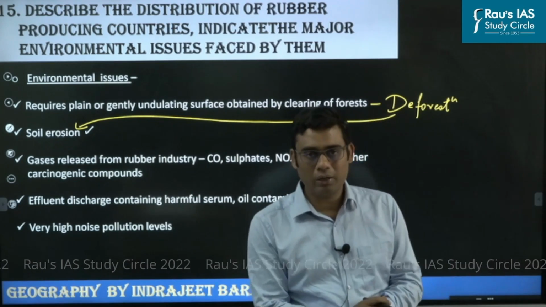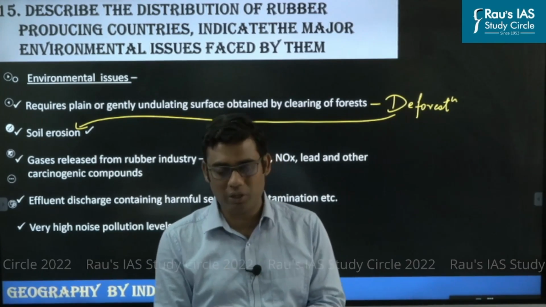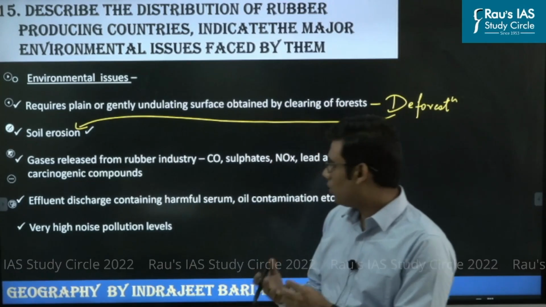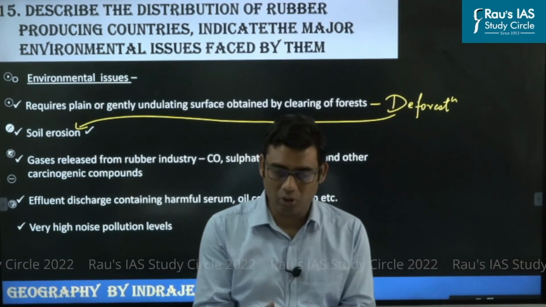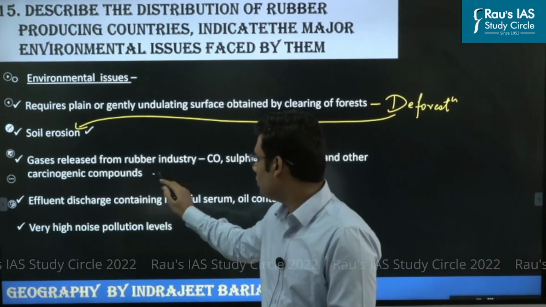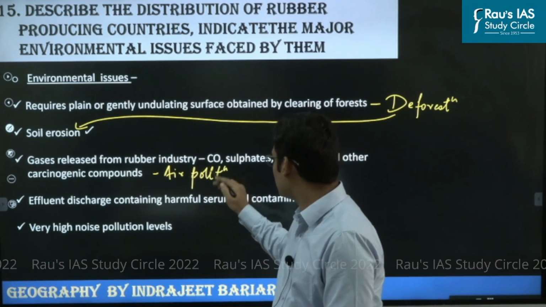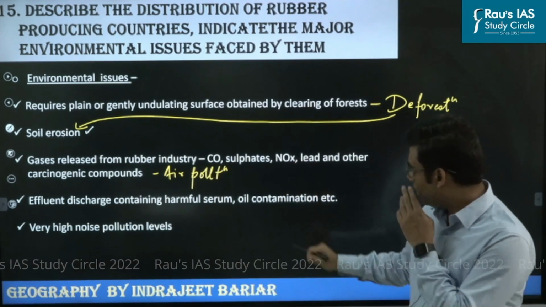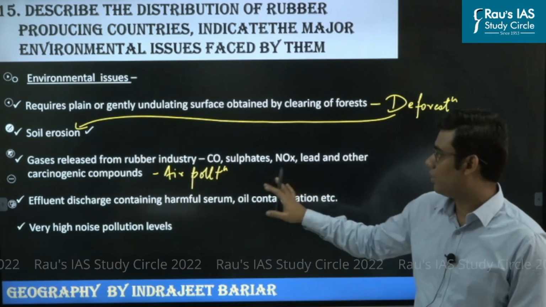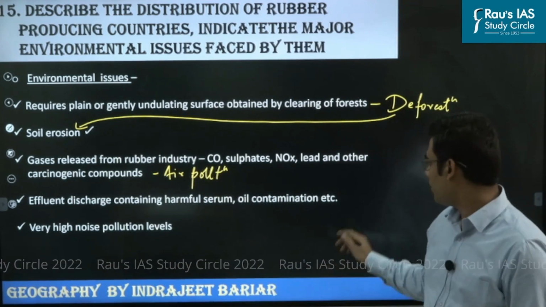Then, in addition to that, there are different types of pollution with which rubber production is associated: air pollution, water pollution, and noise pollution. For air pollution, the gases released are carbon monoxide, sulfates, nitrogen oxides, and lead. These are different gases released from rubber production. So that's the first aspect, air pollution.